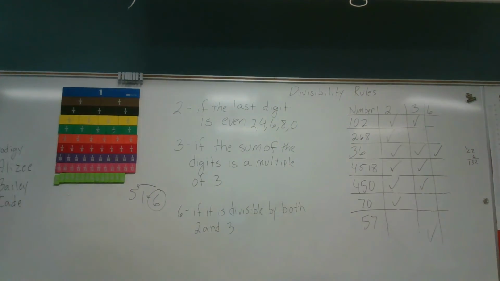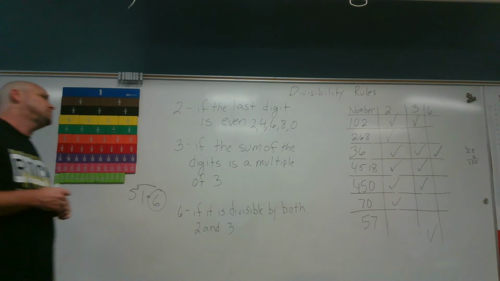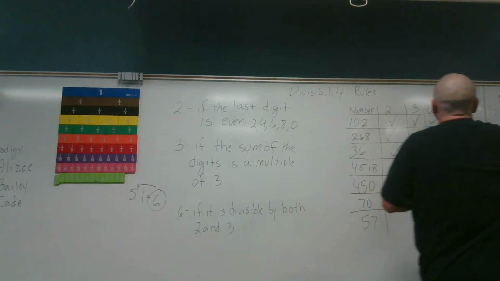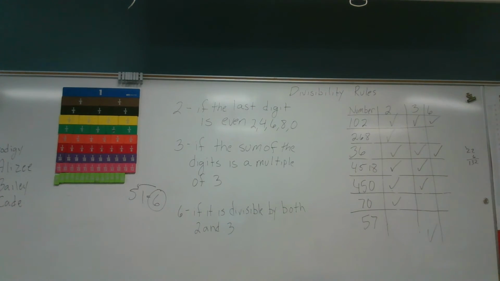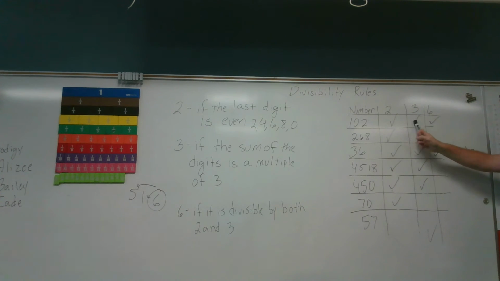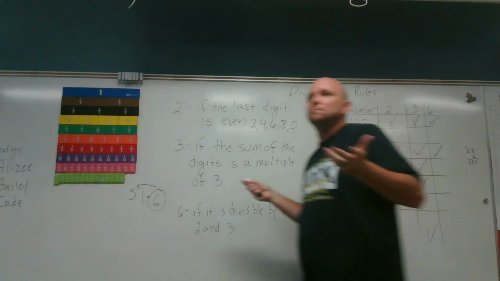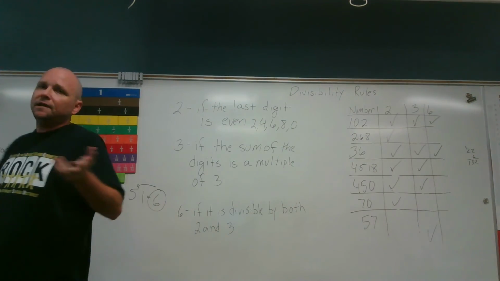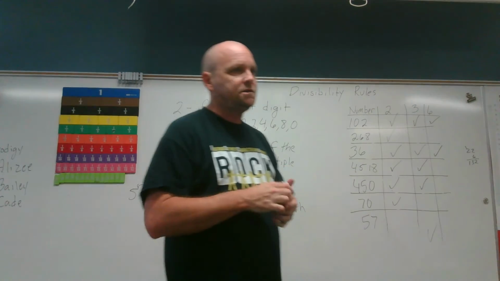Logan, are there any up there that are divisible by 6? 102. 102. How do you know? Because 6 is an even number and 102 is an even number. So I was thinking that 6 divided by something equals 102. What's my rule? If it's divisible by both 2 and 3. Is it divisible by both 2 and 3? Yes. Okay? That's the simple rule. Very easy. We need to understand our divisibility rules.